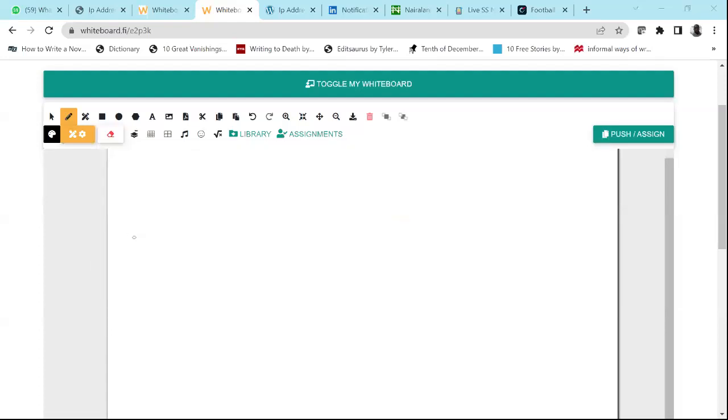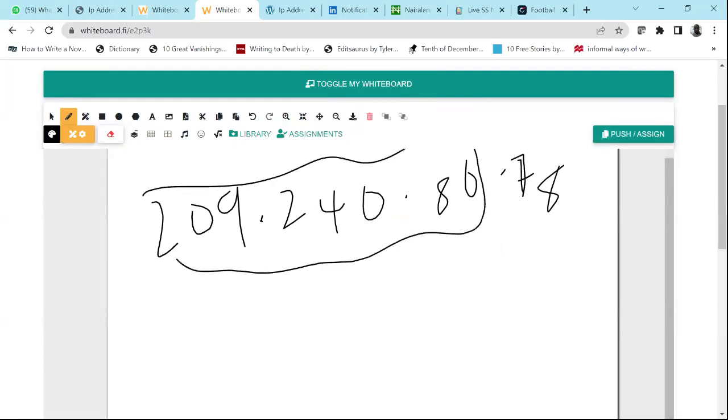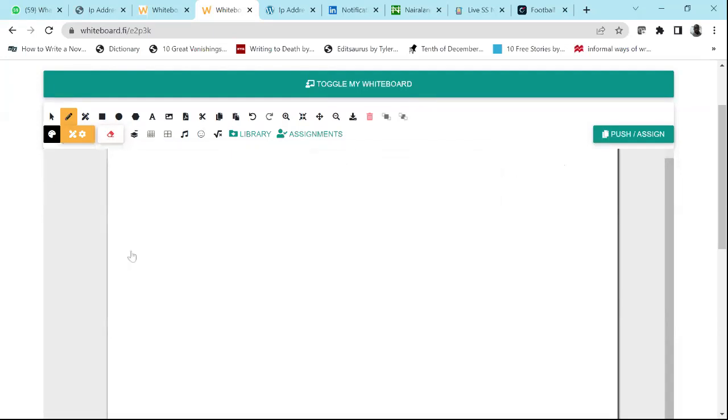We'll just take like five. So how about 209.240.80.78? What's the network portion here? The network portion is the first three octets, because it's class C. Beautiful.